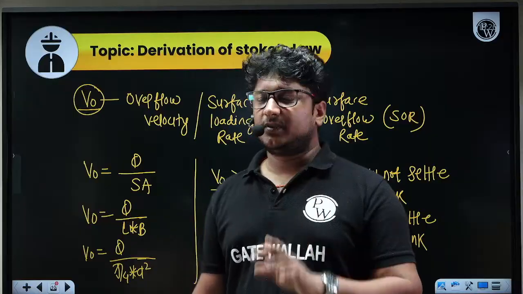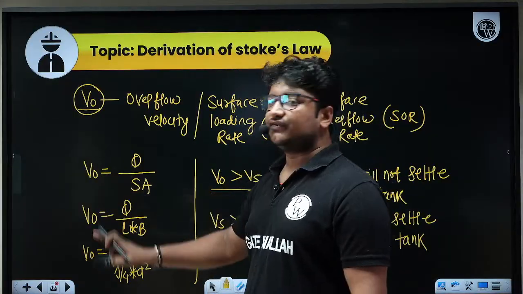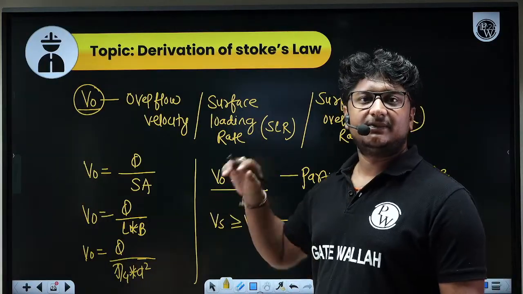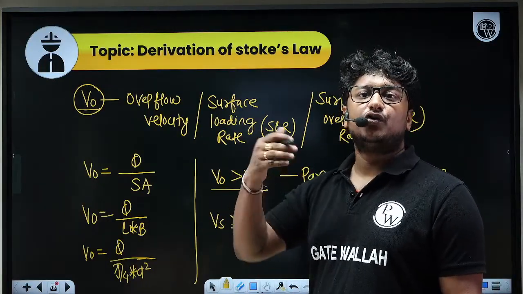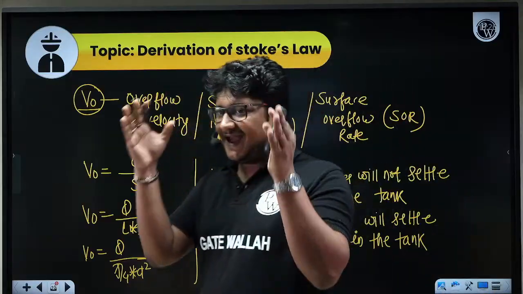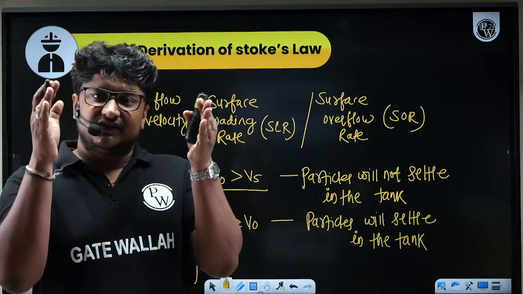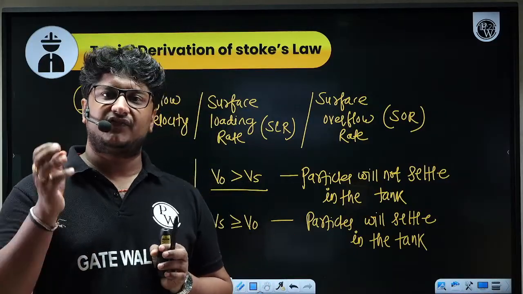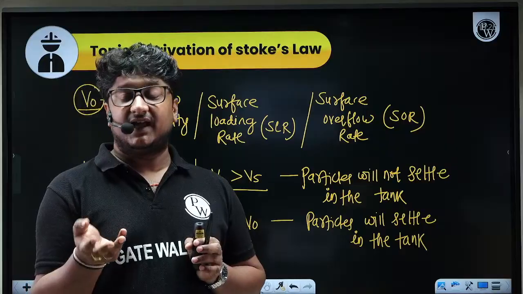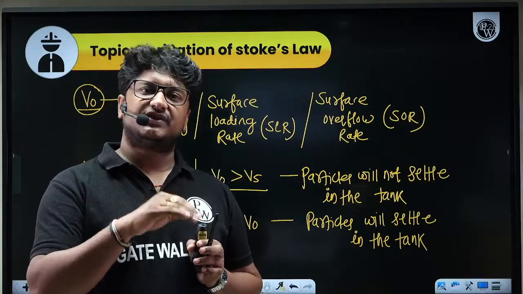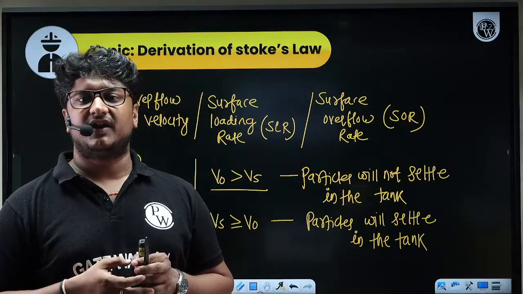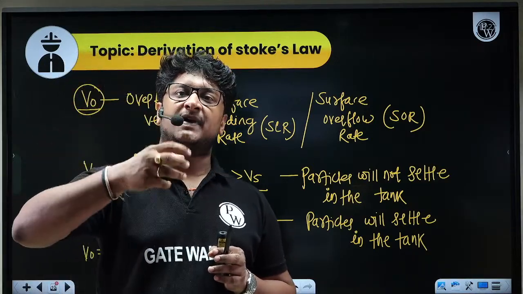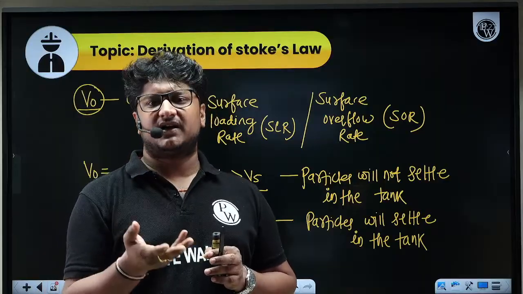So always remember, surface overflow rate is the tank property, and Vs is basically the particle related property or flow related property. So for a particular tank, V naught will be constant. Different particles will be there, and as their diameters are different, their settling velocities will accordingly be different. That's why in the same tank, some particles get settled down, some particles do not.